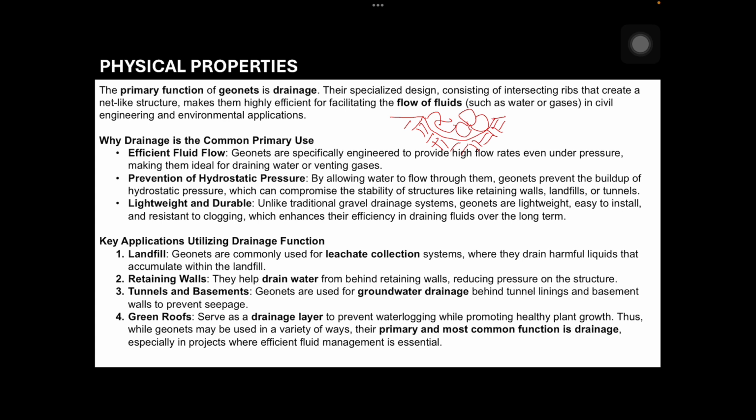So that is by use of geonets, and of course in combination of other geosynthetics like yung geomembrane that will contain the liquid that will definitely separate niya yung mga dumi from our soil, and then you use siya together with the geonets kasi nga the geonet will do the drainage function.